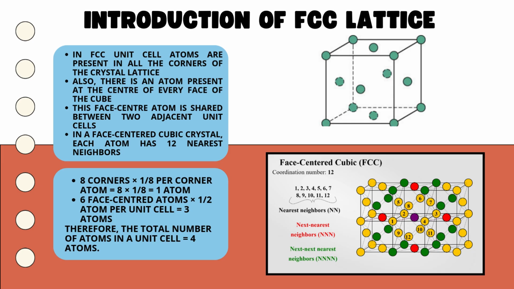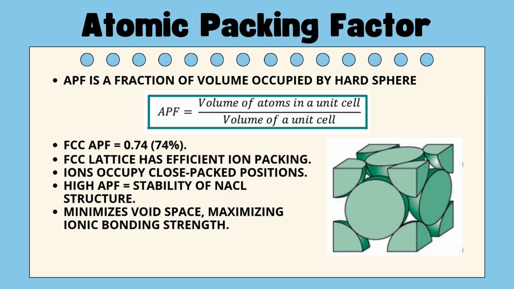In the FCC structure, each atom is surrounded by 12 nearest neighbors. By adding the contribution from the corners and the faces, the total number of atoms in an FCC unit cell is equal to 4 atoms. The atomic packing factor, or APF, represents the fraction of the unit cell's volume that is occupied by ions. It helps quantify how tightly packed the ions are in the lattice. For a face-centered cubic lattice like sodium chloride, the APF is calculated as the volume of the ions in the unit cell divided by the total volume of the unit cell.